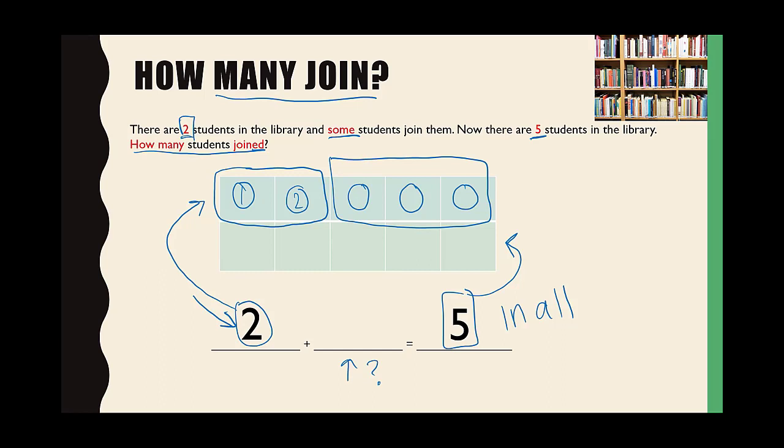So let's go ahead and count what this number is. 1, 2, 3. So this tells me that we started with 2 students in the library, and then 3 students joined them, and now there are 5 students. So I'm going to take this number 3, and I'm going to put it right here in my math problem. So 2 plus 3 equals 5.